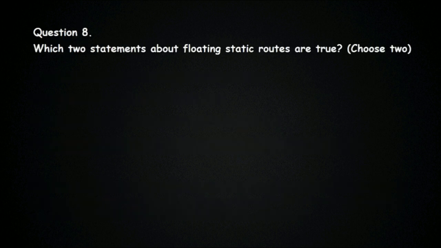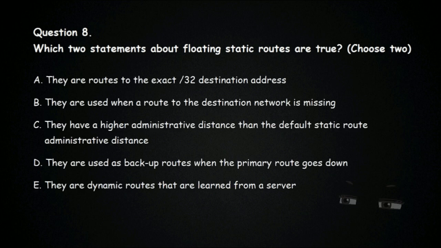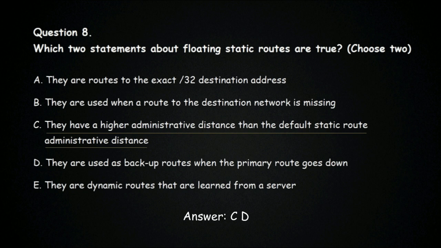Question 8. Which two statements about floating static routes are true? Choose two. Options. Answer is C and D. They have a higher administrative distance than the default static route administrative distance. They are used as backup routes when the primary route goes down.